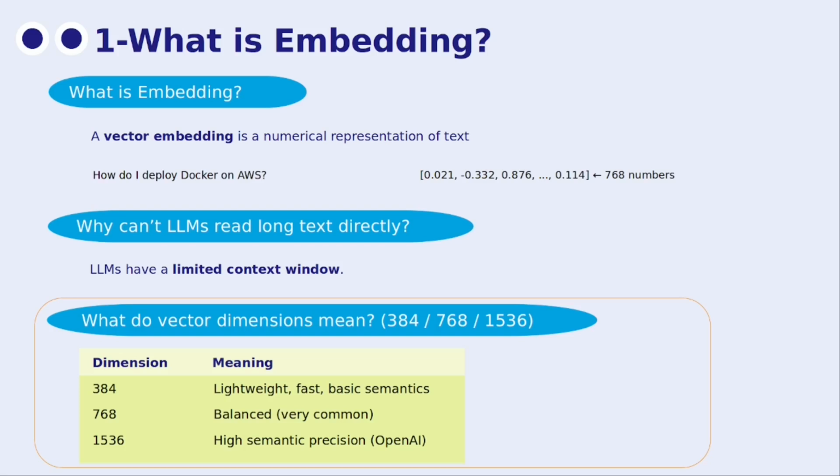Vector dimension. Let's talk about dimension. A vector with 384 dimensions means small, fast, basic meaning. 768 dimensions means balanced, very common. 1536 dimensions means high semantic precision. Higher dimension means better understanding of meaning, but more memory use and slower search if not optimized. This creates a new problem: how do we search millions of high-dimensional vectors fast? That is where FAISS enters the story.